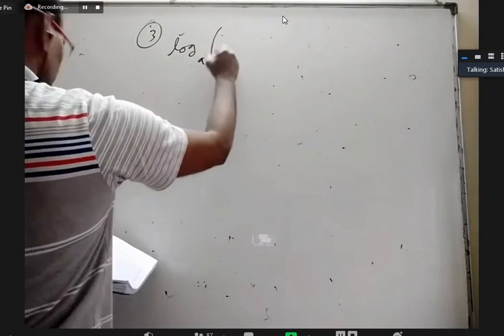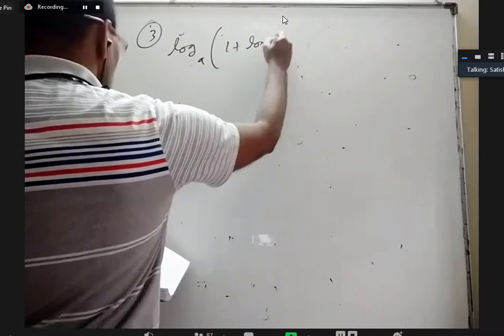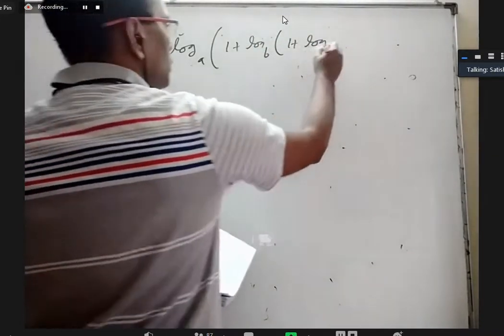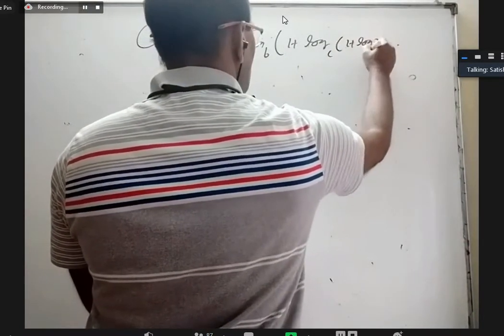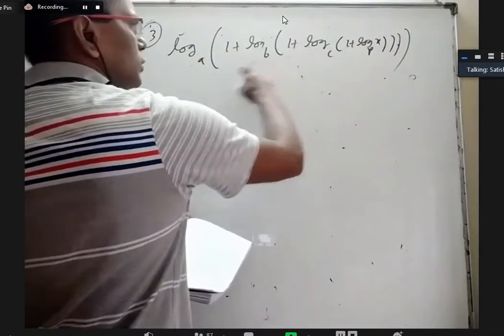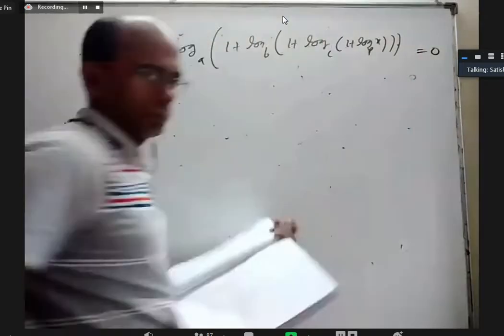Log base a of 1 plus log b of 1 plus log c of 1 plus log x base p, equal to 0. They want the x value.